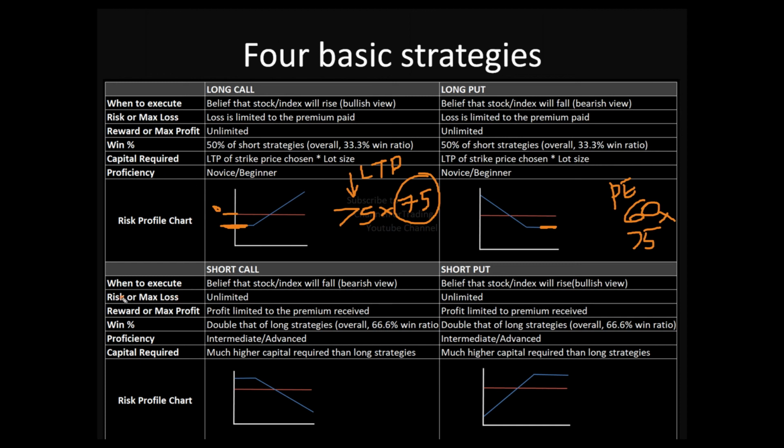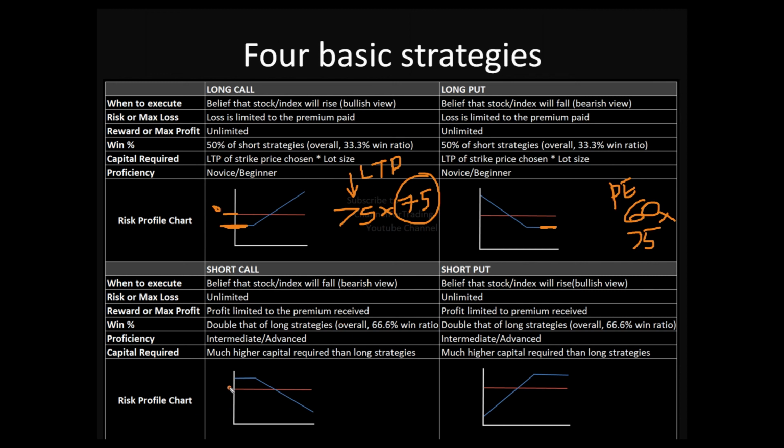And what is the risk or reward here? The risk will be unlimited, and the reward is profit limited to the premium received. So the profit is capped, but the risk is unlimited. But what is the win percentage? It is 66.6%. And what is the proficiency required? Intermediate or advanced level of knowledge in stock options is required. Otherwise, you can get into unlimited loss. And much higher capital is required than for the long strategies, because you have a higher win ratio here, so you need more capital and more proficiency in executing this one.